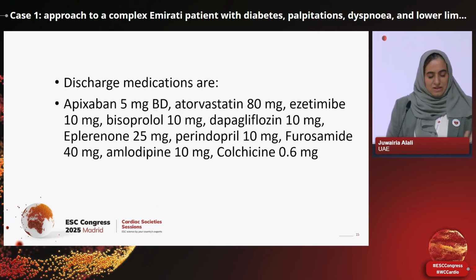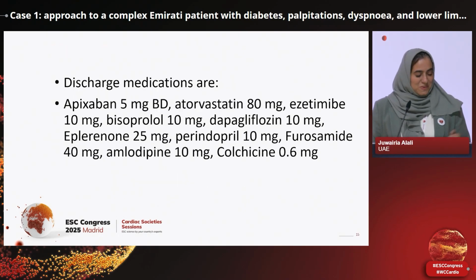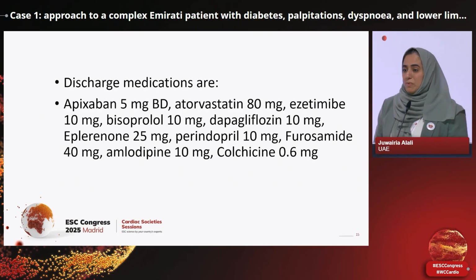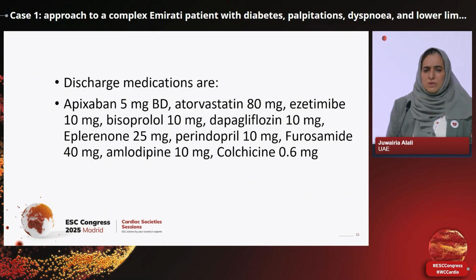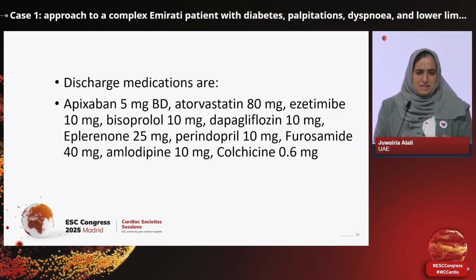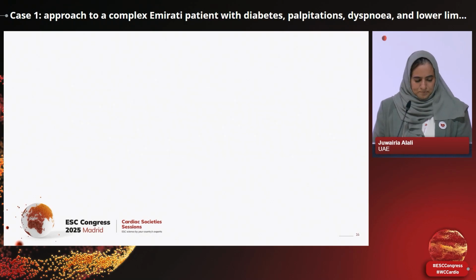So this time he got discharged on better medical therapy. He is on apixaban 5 milligram twice a day, atorvastatin 80 milligram, ezetimibe 10 milligram, bisoprolol 10 milligram, dapagliflozin 10 milligram, and then eplerenone 25 milligram, perindopril 10 milligram, furosemide 40 milligram, amlodipine 10 milligram, and then colchicine 0.6 milligram. The reason for the colchicine is because he was describing on and off chest pain, so they thought maybe there's an element of pericarditis.